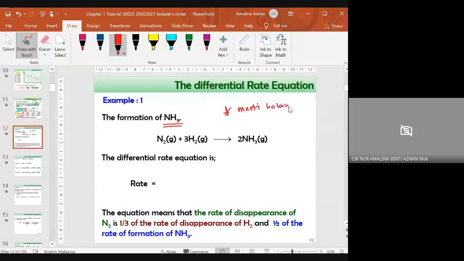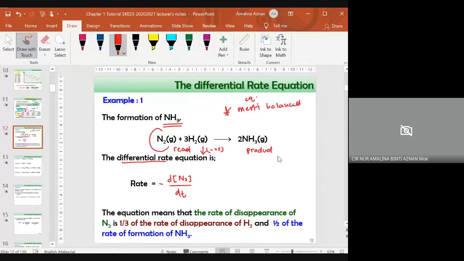balance. Okay, so double check the equation dah balance, barulah kamu boleh tulis the differential rate equation. So identify reactant product. Okay, so ingat reactant akan berkurang, so mesti tulis negatif. So first kita akan tulis untuk nitrogen dulu. Nitrogen akan berkurang, concentration, changes in concentration of N2 over dt.